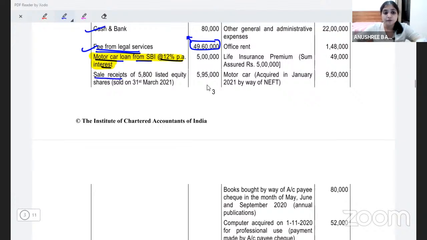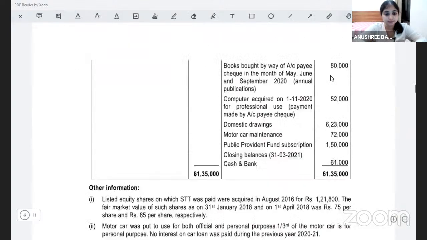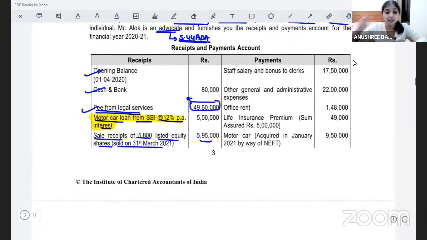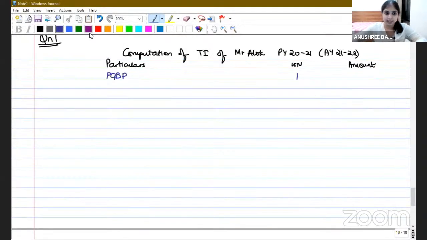Sale receipt of 5,800 listed equity shares sold on 31st March 2021, 5,95,000. What has happened over here? My assessee has sold some listed equity shares on 31st March 2021. This will go to which head of income, guys? This will go to capital gains, isn't it? So come back to your main answer. Under PGBP, write down capital gains. Okay. Give reference to working note number 2.